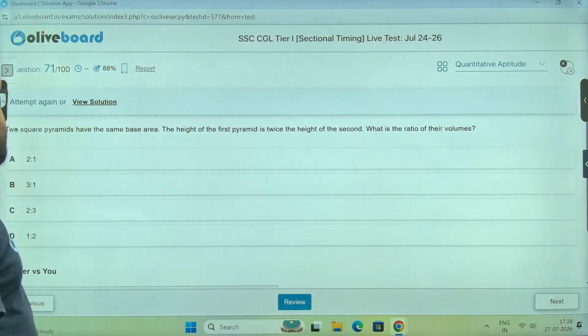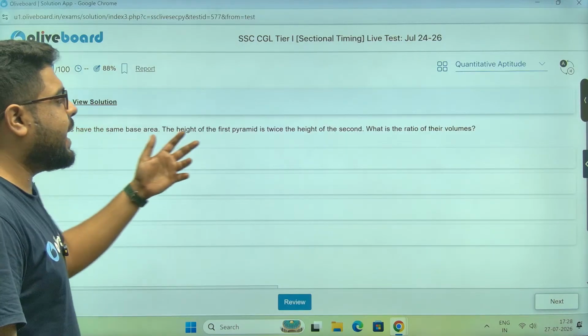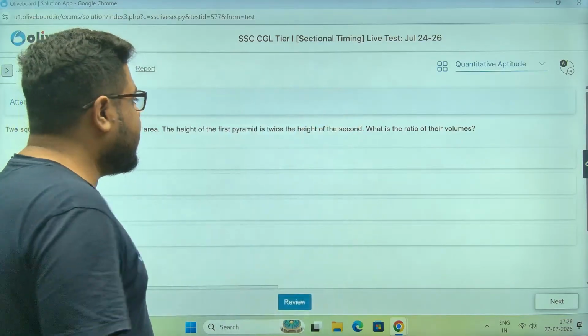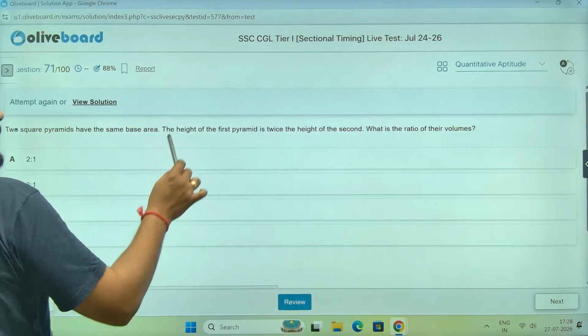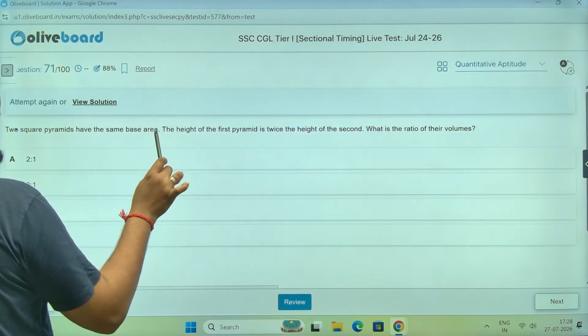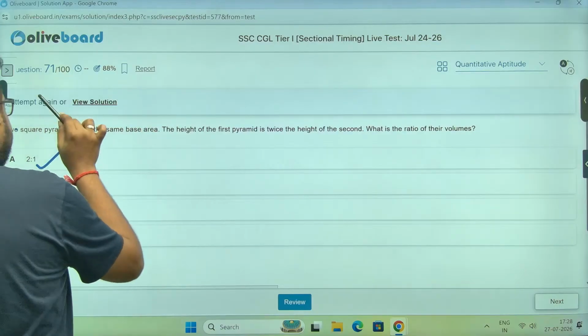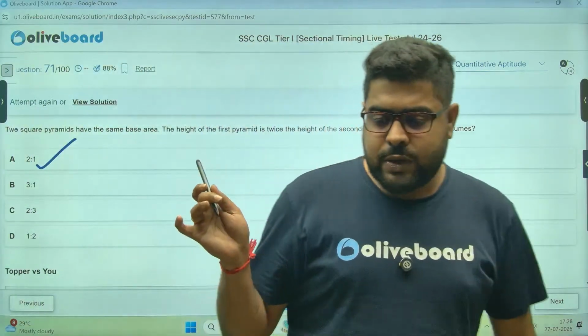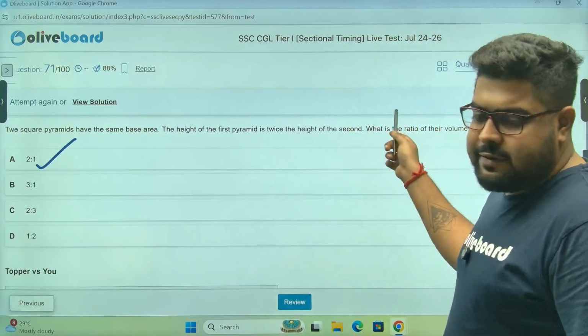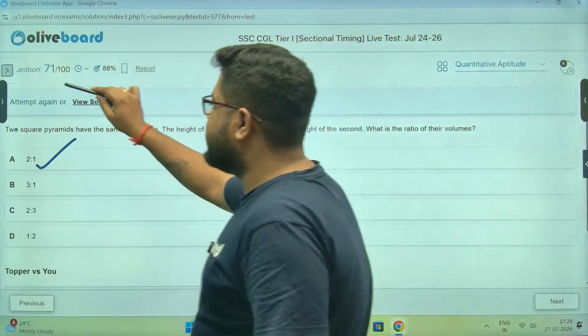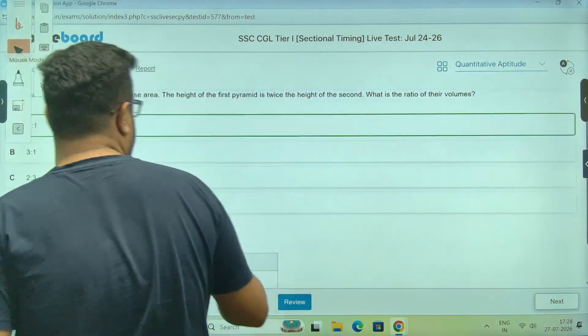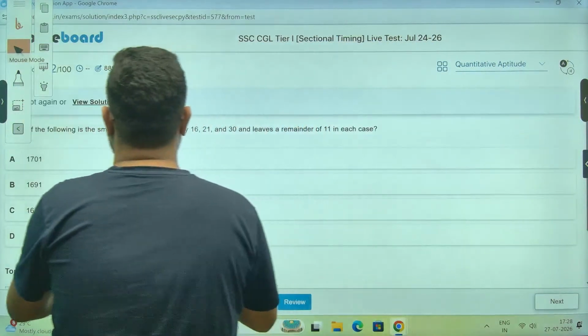Next one, please, sir. Two square pyramids have the same base area. Height is twice of this. Ratio of the volumes. Base area same, height twice, meaning the volume will also be twice. Ratio of their volume. Which one is greater? The first is twice, so 2:1 will be the answer, because 1:2 is also there. The first pyramid has double the height, so it will have double the volume as well. Next one, sir.